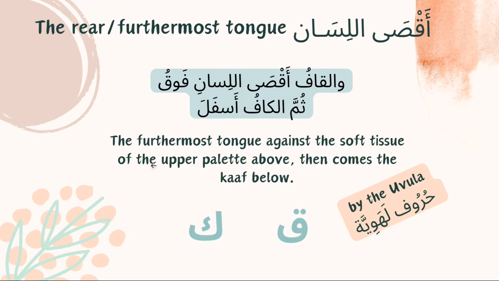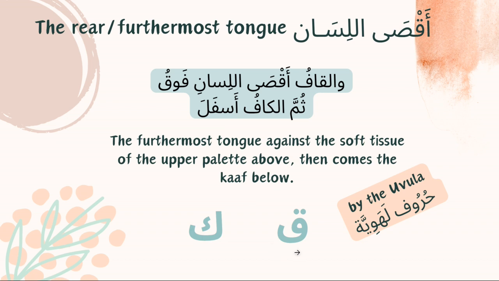Let's see the translation. The furthermost tongue against the soft tissue of the upper palate above, then comes the kaf below. So he said the qaf, wal qafu, is pronounced from the furthermost tongue, and it's against, here fawqu means against the soft tissue of the upper palate above. Fawqu means above. Then comes thumma al-kafu asfala. Then comes the kaf below.